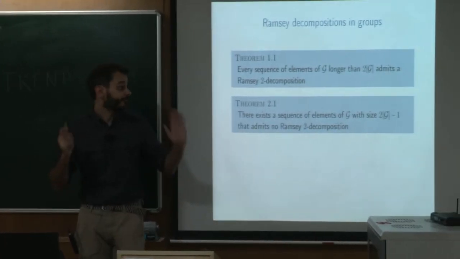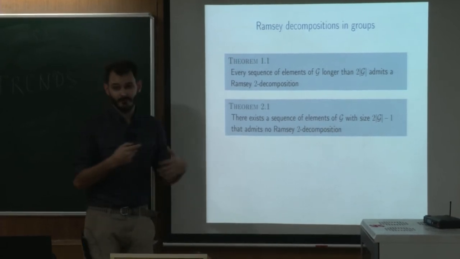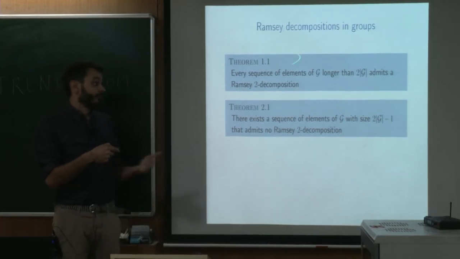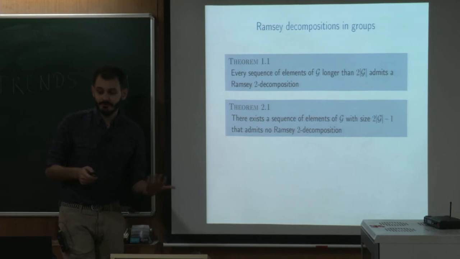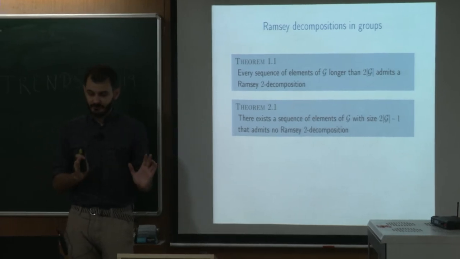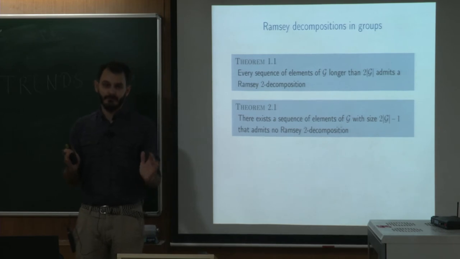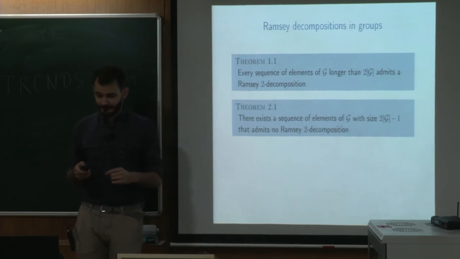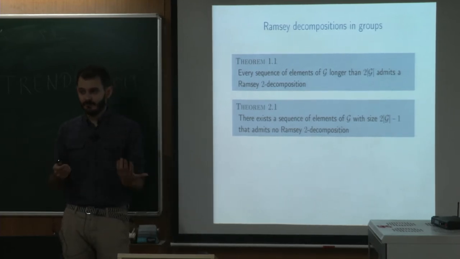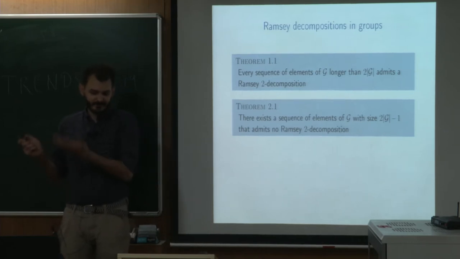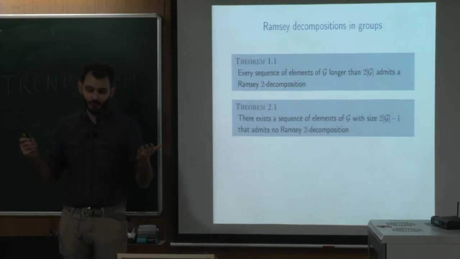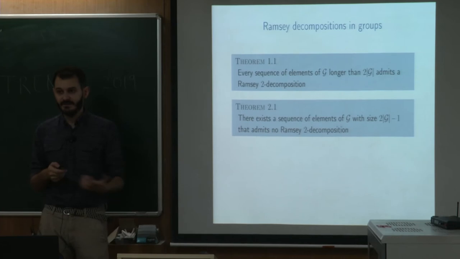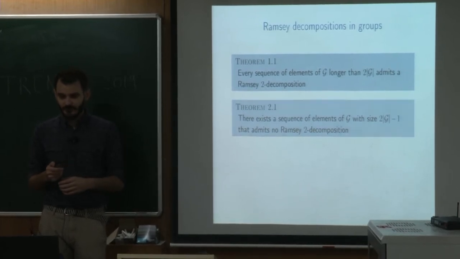Let's continue. First, let's consider some easier cases. What happens in groups? Here we actually have a tight bound. We can prove that if we have a group G, and we're given a sequence of elements of G that is longer than twice the size of G, then this sequence admits a Ramsey decomposition. On the other hand, we can prove that there exists a sequence of size twice the size of G minus 1 that does not admit any Ramsey 2 decomposition. Okay? So how do we prove that?